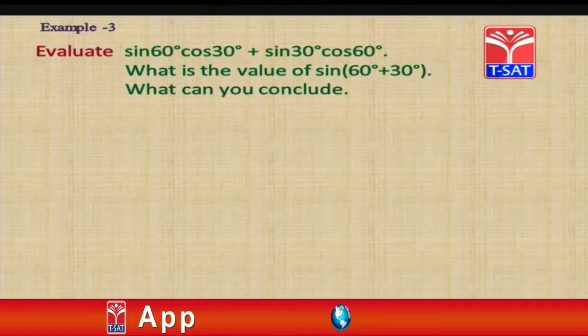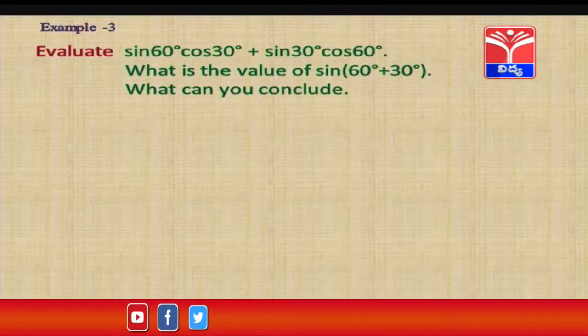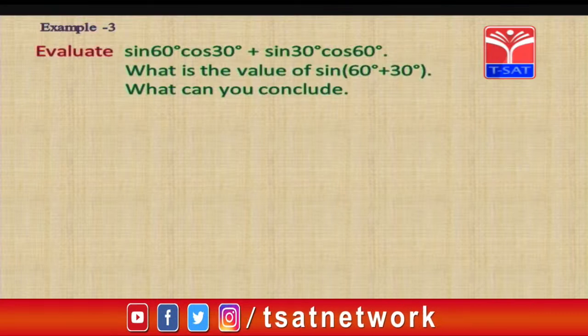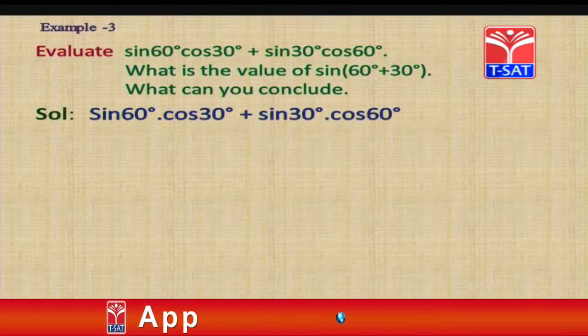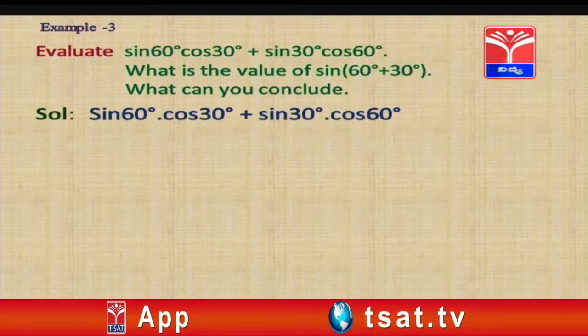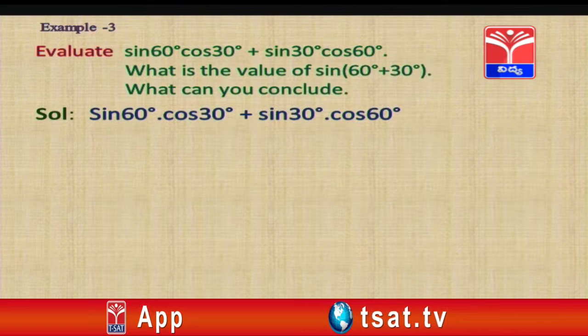What is the value of sin of 60 degrees plus 30 degrees? That means, sum of that 60 plus 30. Here he is asking us to give your answer. That means, what can you conclude with this? Let us see the first case and second case solution. Sin 60 degrees into cos 30 degrees plus sin 30 degrees into cos 60 degrees. We are going to write those values here.